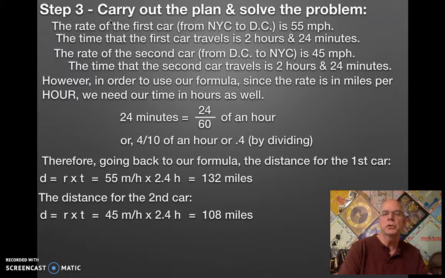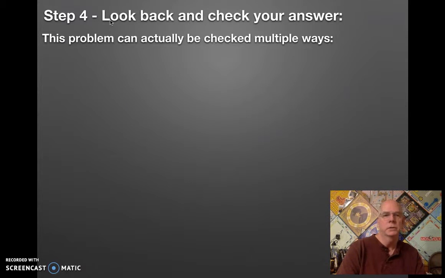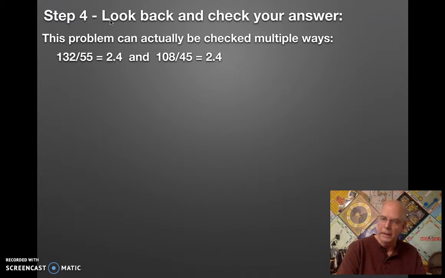So there's the solution to the question. The first car travels 132 miles. The second car travels 108 miles. We can check that multiple ways. We can take the 132 miles for the first car divided by its rate, 55, and that does give us 2.4 hours. And the 108 miles that the second car travels divided by its rate of 45 again gives us 2.4 hours. Or we could divide the 132 miles by the 2.4 hours, and that would give us 55 miles per hour. Or the 108 miles for the second car divided by the 2.4 hours would give us 45 miles per hour. So any of those would be a way of checking this.